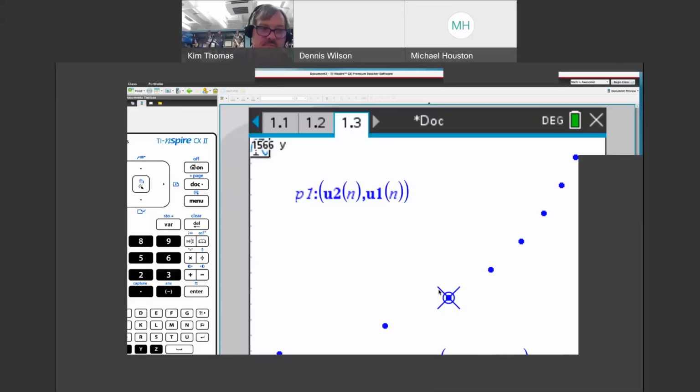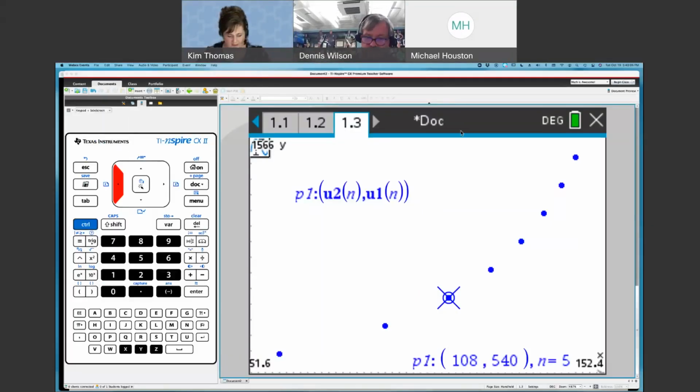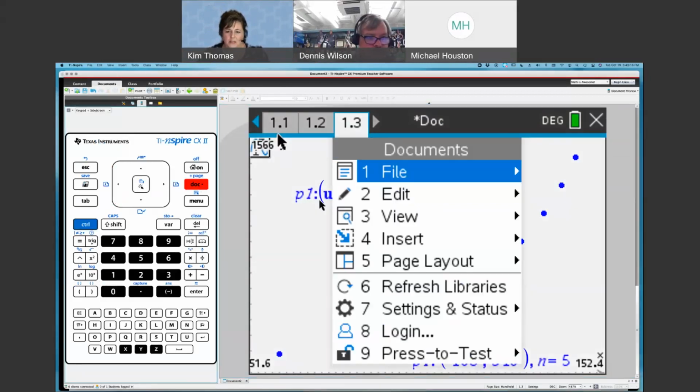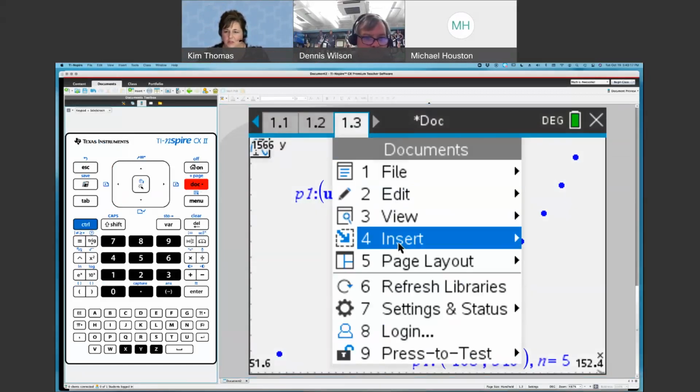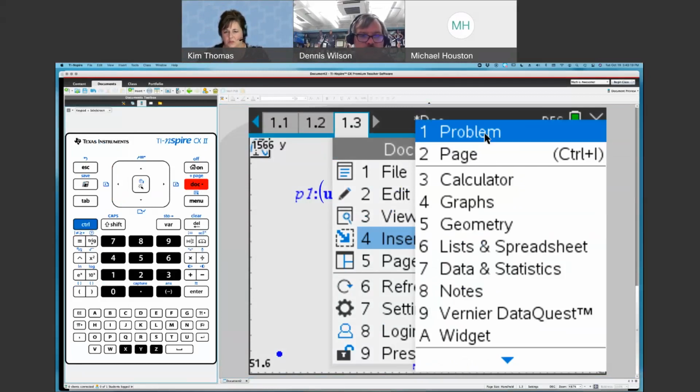All right, so we're going to go here, sharing back here at mine. And so because I'm on my TI-Nspire, I'm not going to reset my TI-Nspire. What I'm going to do is press the dock button. And when I dock, I'm going to insert a new problem. So this starts me over at a brand new problem right here.